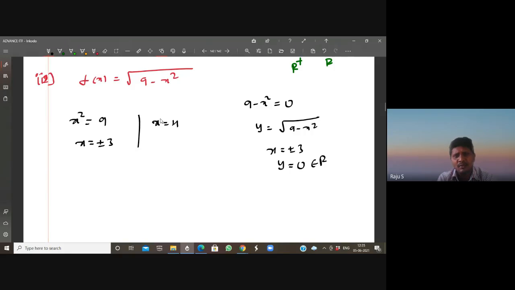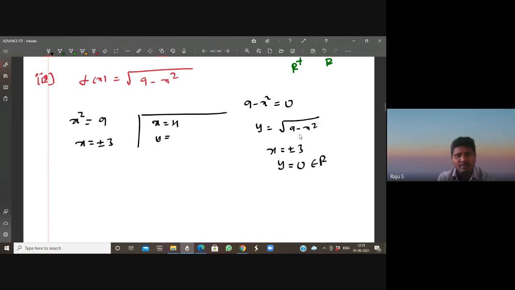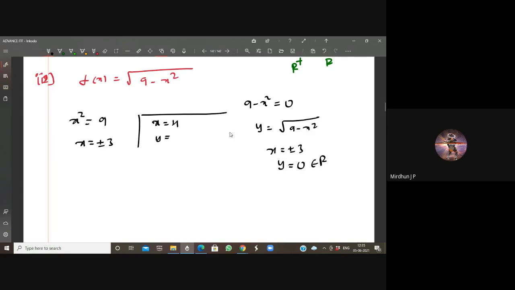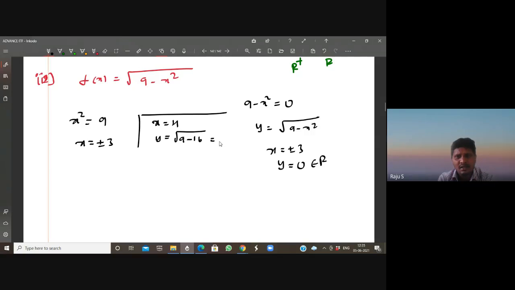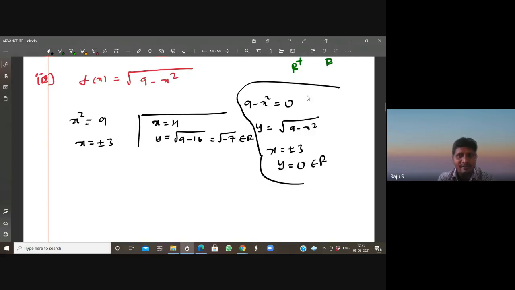When I substitute x is equal to 4, what about the function value? Sir, imaginary number. Root of 9 minus 16, root of minus 7. Am I right? Yes, sir. Does it belong to real numbers? No, sir. Reality cannot exist.